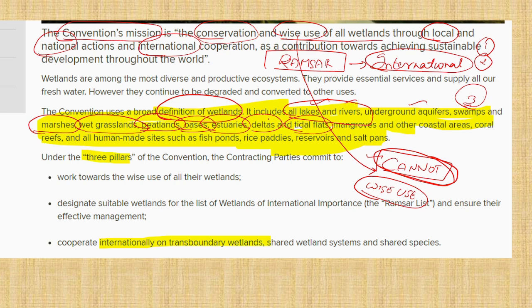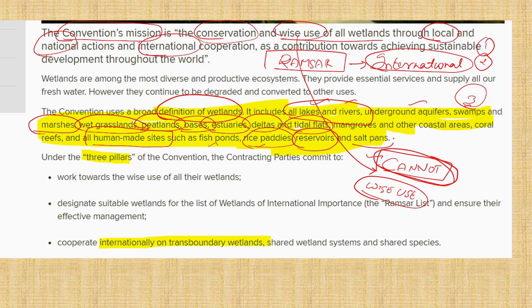But see this, they also include human-made sites, like rice paddy. Another rice paddy will have this water reservoir. It is actually submerged in water. Everyone would have seen rice plantation, so it would be submerged. In the sense that not all rice paddy areas, but if there is an important rice paddy area or fish pond area as a wetland, they will protect that as well.